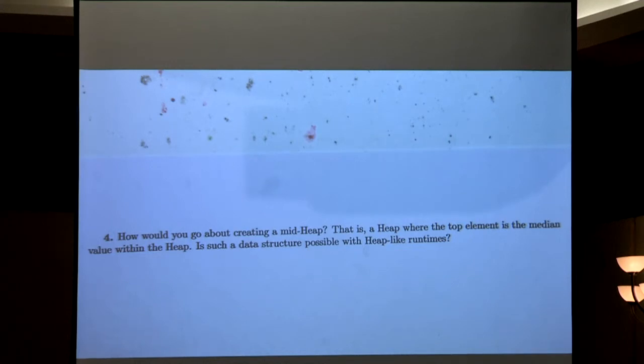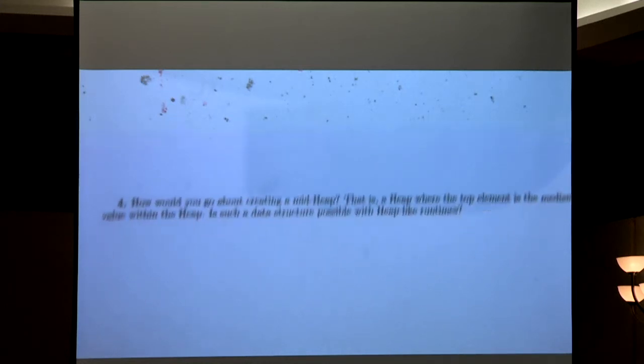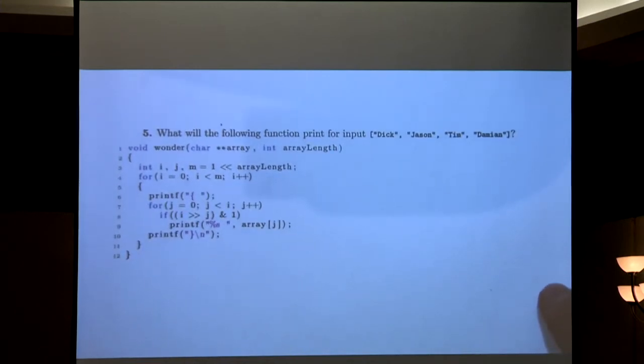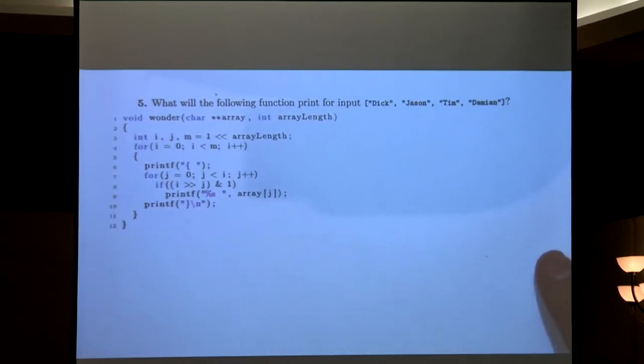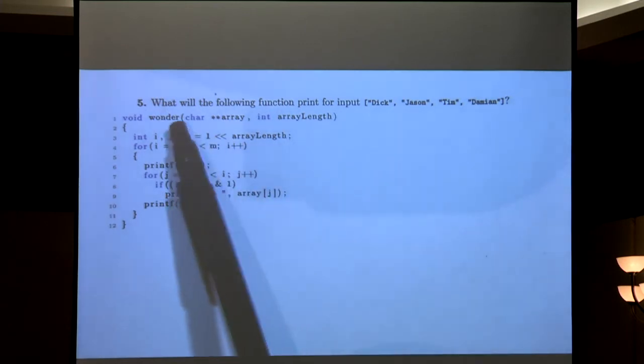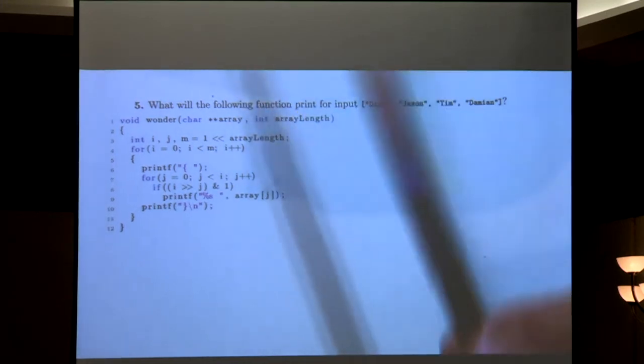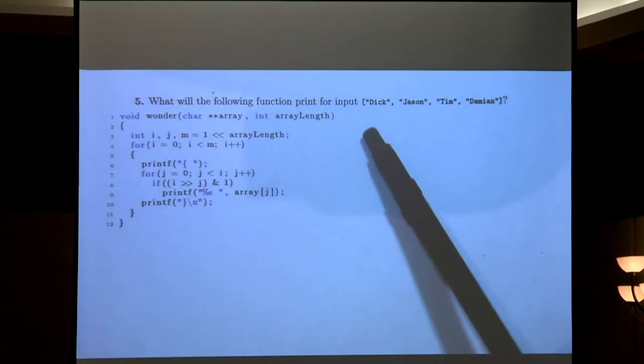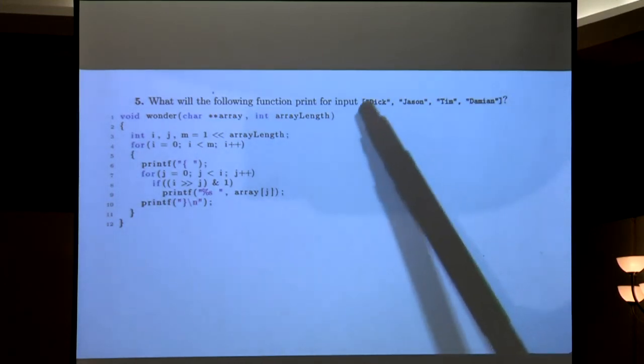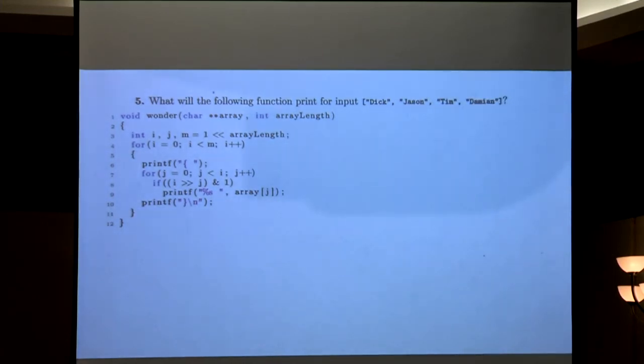All right, that's, I think, the end of my questions that have to do with conceptual nesting data structures and stuff like that. So let's get to some actual code. I've got this function named wonder, and what would be the output, because it's going to print some stuff, if I input an array that has strings Dick, Jason, Tim, and Damien? What will be the output?